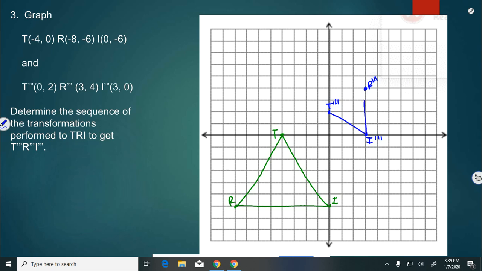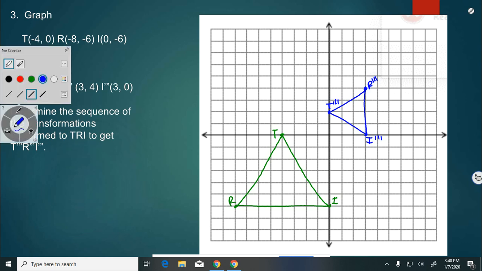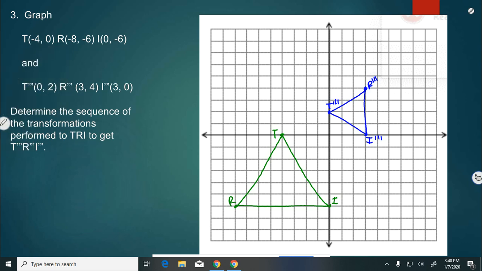So we have a smaller triangle, which is a huge hint as to one of the transformations that occurred. Since it's a smaller triangle, obviously a dilation happened. So we can say a dilation of TRI was dilated, and we have to figure out the scale factor.